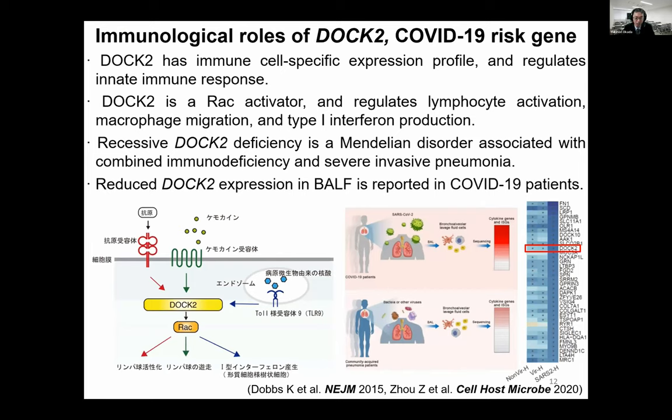So it is biologically at the center of COVID-19 infection. And this is also a Mendelian disease gene for recessive DOCK2 deficiency, a combined immunodeficiency with severe invasive pneumonia. So we think that DOCK2 downregulation in COVID-19 patients and DOCK2 perturbation causes COVID-19 severity. If we can find these results, we can say DOCK2 may be a causal gene for COVID-19 severity.